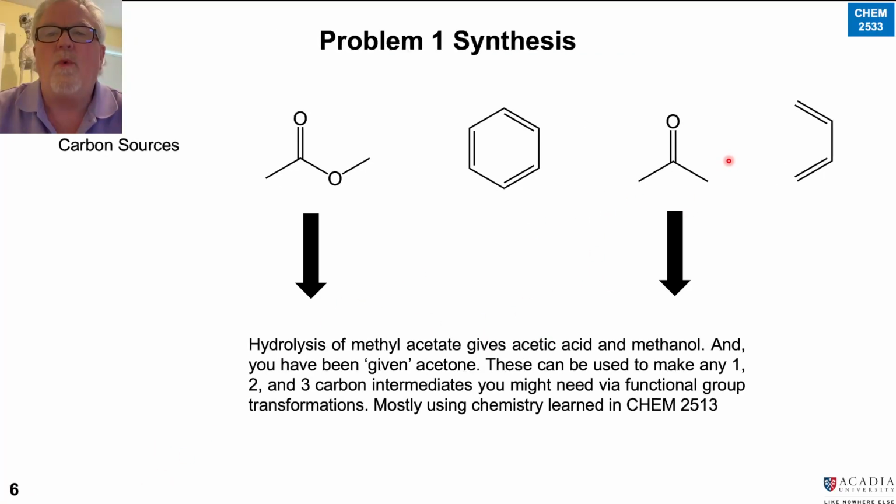So the first thing, these were our carbon sources, but we realized that we can do functional group transformations and we can hydrolyze this ester and we get a 2-carbon unit and a 1-carbon unit, so we can make anything we need from those. We also have acetone, so from acetone we can make any 3-carbon chain with functional groups on it. We can make the alcohol, and we can make this alcohol. We could make the alkene with a carbon-carbon bond here, so we could then get the oxygen over here to make that alcohol. So we can make whatever we need using chemistry from Organic 1. With that realization, let's go ahead and do our synthesis.